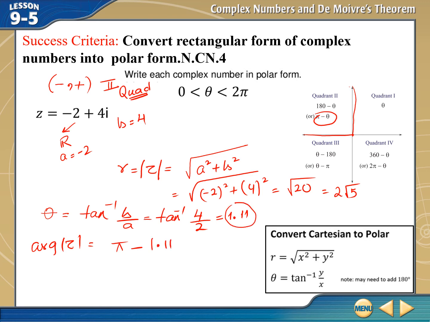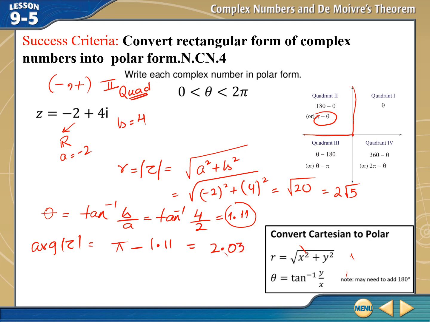Now write it in the calculator, and in order to write the pi, you know that it is shift and times 10 to the power x, which is written just at the bottom of the calculator. So pi minus 1.11, and it would give you 2.03.